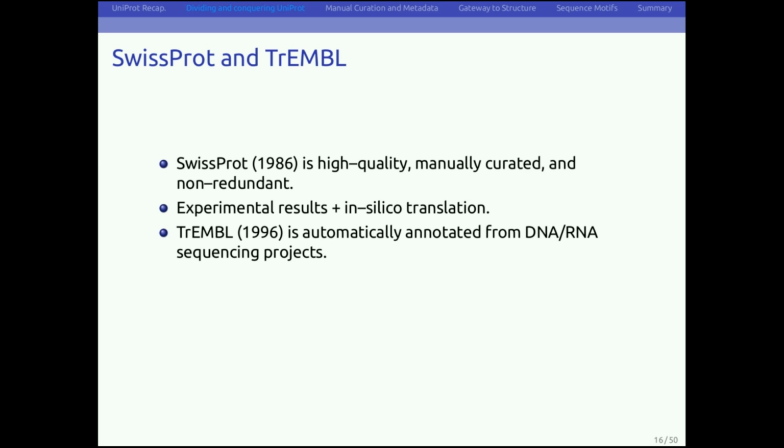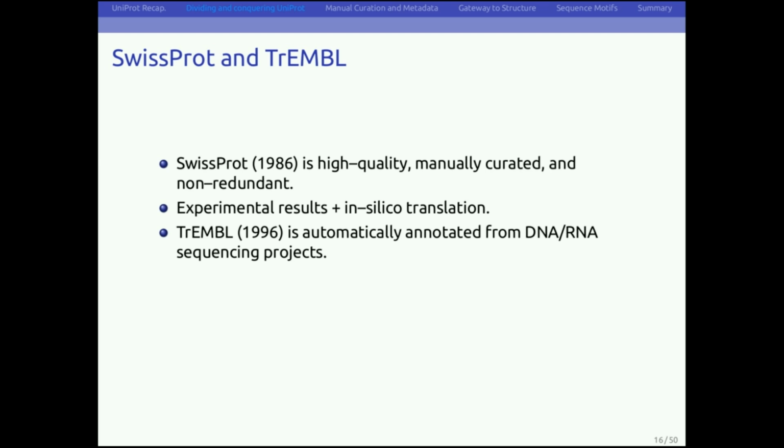A much newer project started in 1996, 10 years after SwissProt, and that was called TrEMBL. The EMBL in TrEMBL comes from the European Molecular Biology Lab, okay? It's one of the largest bioinformatics and biotech and biology institutes in the world. It's based in Europe. There are many different sites, one of which is the EBI, the European Bioinformatics Institute, which is based in Cambridge.